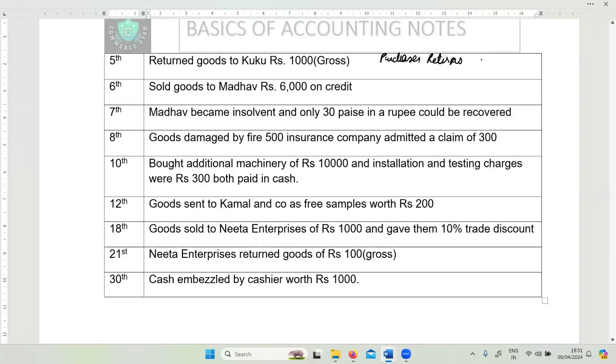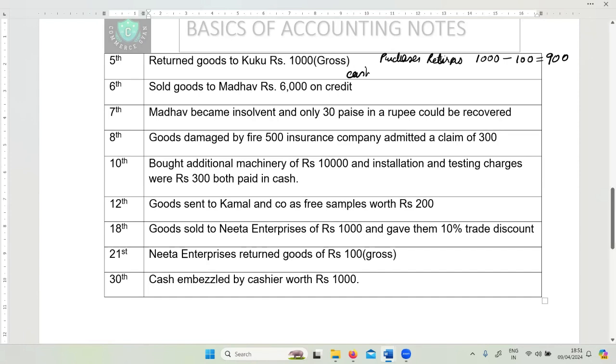So 10% trade discount, first let us calculate. That comes to how much? 100 rupees. So 1000 minus 100, which means 900 is the amount of purchase returns. Now of this 900 also, we are not going to have the amount of 900 because 2% was cash discount. So when we return the goods, the 2% of cash discount also needs to be reversed. Correct. So on 900, we are going to compute 2%, which is 18 rupees.